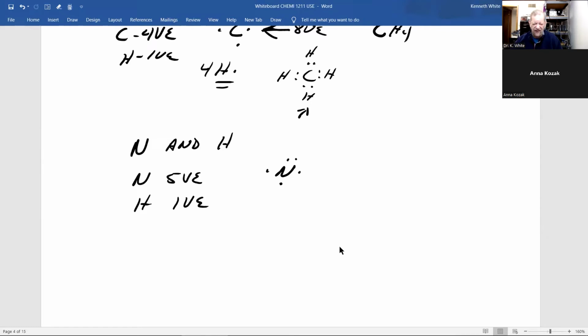Nitrogen has 5 valence electrons. Hydrogen has 1. Nitrogen says, I've got 5 and I'd like to go to 8 valence electrons. How many more do I need? 3. If each hydrogen can only give 1, to get 3 I would need 3 of these. And I'll show the Lewis structure.